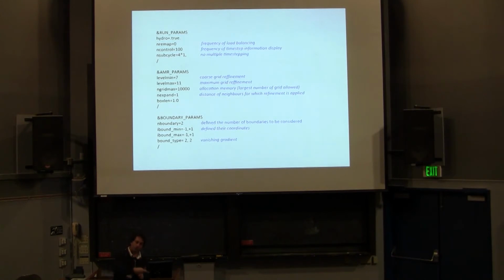N control is the number of steps after which you will display the information on your time steps. So typically, as I was saying, the state of the grid, the time steps itself, various energies, and so on. And also in 1D, you will download all your data. So typically, when you are doing a 2D or 3D problem, this can be equal to 1, because then you can see all your time steps with all the information.